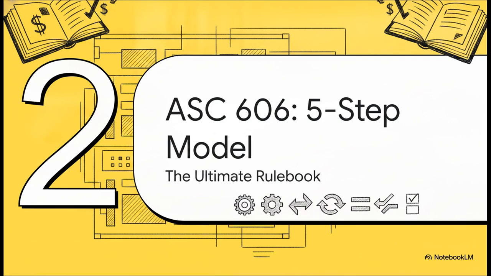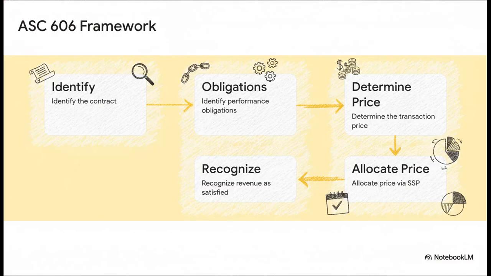Section 2, ASC 606, 5-step model. Now, to figure out exactly when and how to turn that deferred revenue liability into recognized revenue, we really need to transition to the ultimate accounting rulebook. Our sources heavily emphasize the standardized 5-step model from ASC 606. This is the mandatory framework. It dictates how every single dollar of revenue must be recorded as it's earned over time. You've got to identify the contract, identify your performance obligations, determine the transaction price, allocate that price, and finally recognize the revenue as the obligations are satisfied. You absolutely cannot skip a step here.